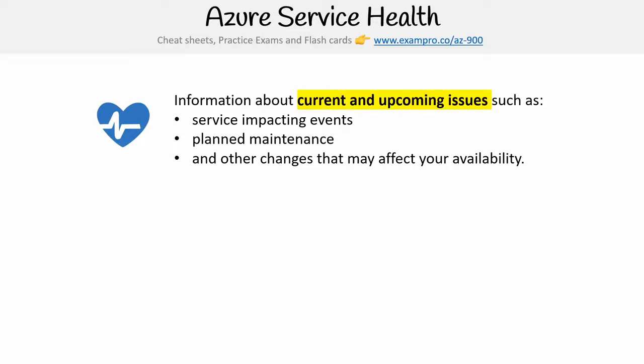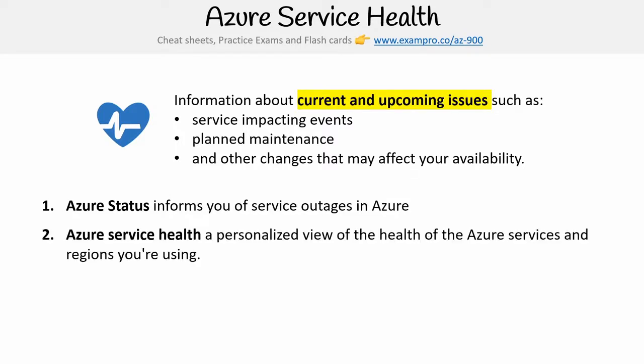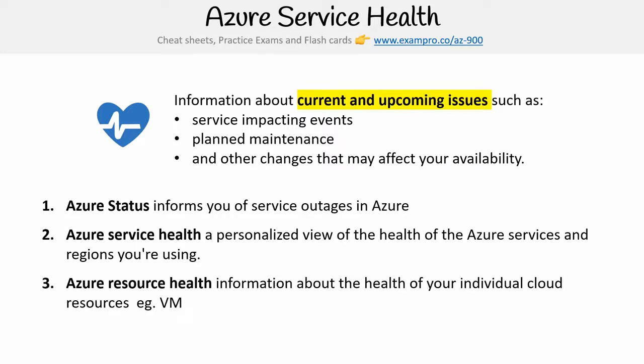This is about information about current and upcoming issues such as service impacting events, planned maintenance, and other changes that may affect your availability. Going down the list, we have Azure Status, which informs you of service outages in Azure. Azure Service Health is a personalized view of the health of the Azure services and regions you're using.